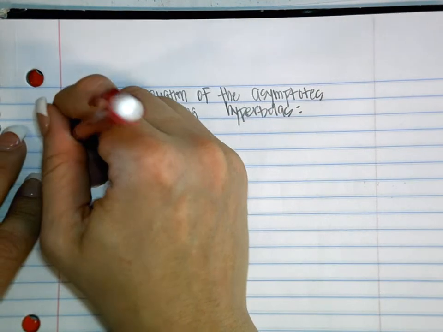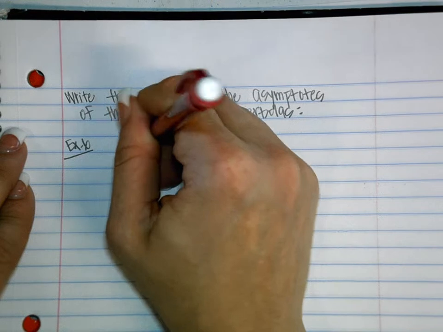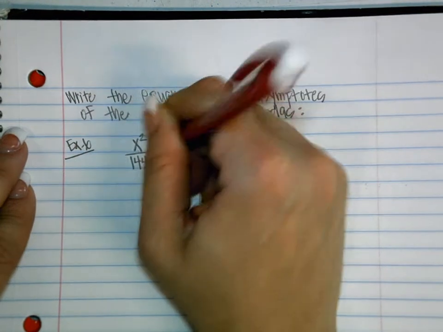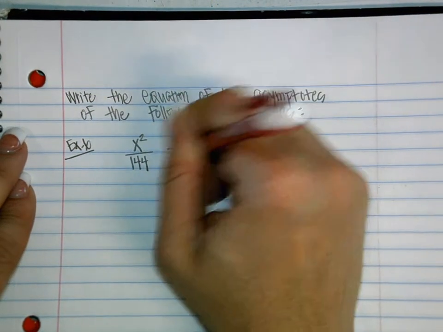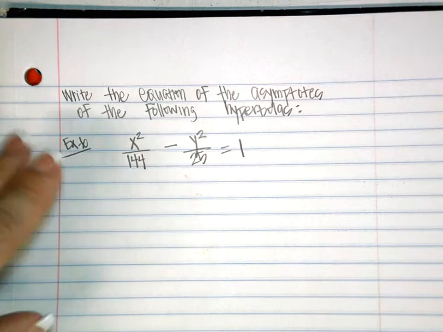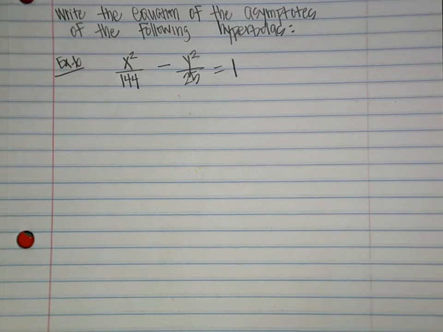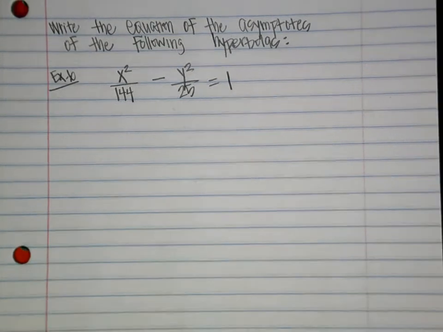Number 6. This used to be x squared over 144 minus y squared over 25 equals 1. Before you can find the equations of the asymptotes, we basically have to graph this.